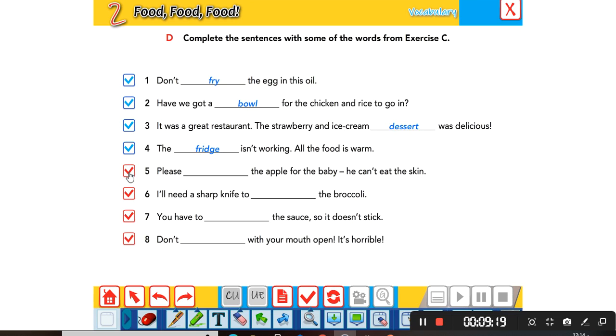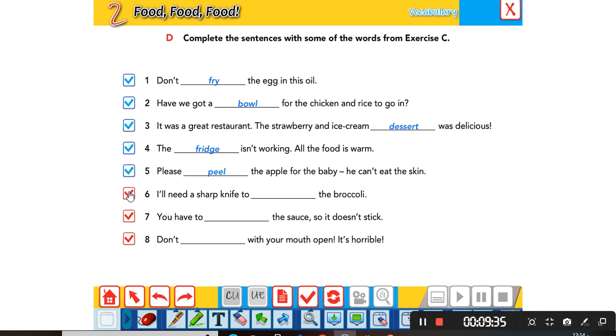Number 5, please space the apple for the baby. He can't eat the skin. So you need to remove the skin of the apple. So what's the word for that? It's to peel. Please peel the apple.